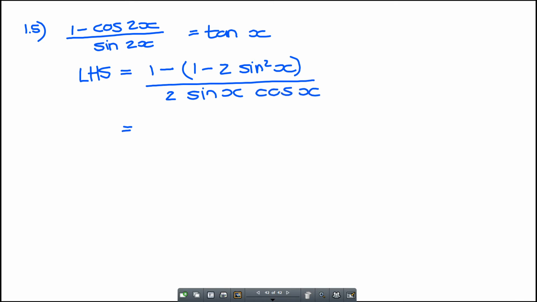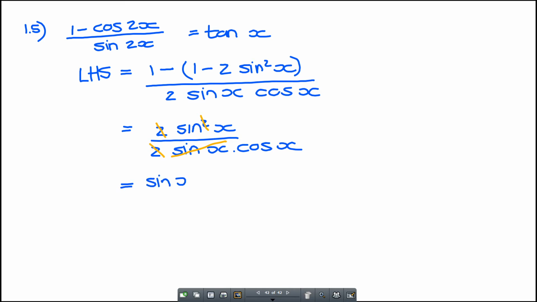Good. If I multiply in, this will become 1 minus 1 plus 2 sin squared x. Nee? So 1 minus 1 geef my 0, so dis hoekom ek bo net het 2 sin kwadraat x. Okay, so then one of those signs will cancel out with this sign, and the 2's will cancel out. So I will have sin x over cos x, and that gives me the tan.